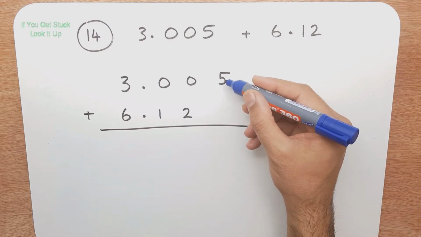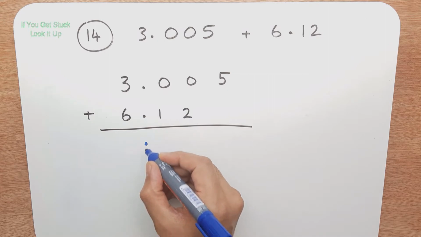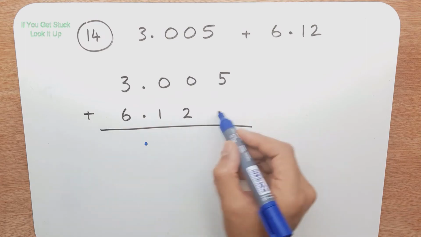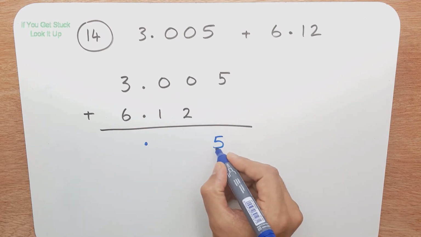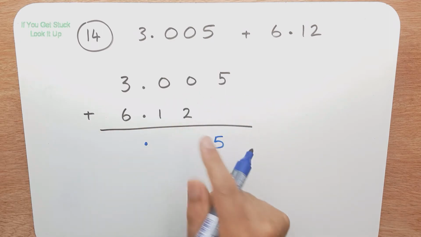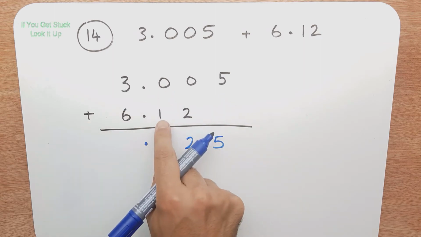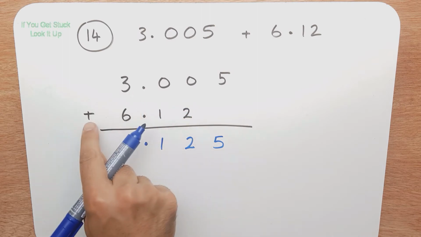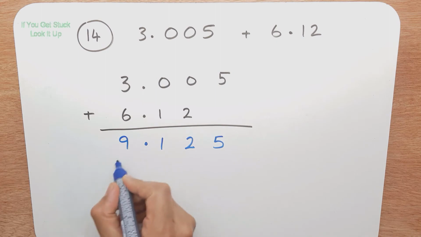Okay, back to where we were. So let's put in this decimal point and leave it there. So what we're doing is now we're going to do 5 add, there's nothing here, so it's 5 add nothing is 5. And then you have 0 add 2, which is 2. 0 add 1, which is 1. And 3 add 6, which is 9.